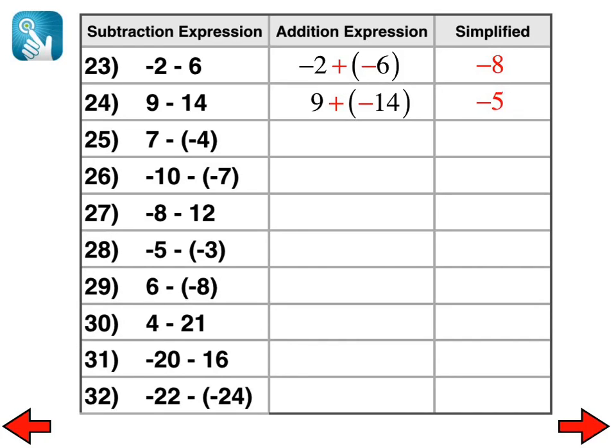Number 25, when we add the opposite, that becomes 7 plus 4. We have 11 positives and 0 negatives. Therefore, we have 11 more positives, so the sum is 11. 26, after we add the opposite, it becomes negative 10 plus 7. We have 10 negatives and 7 positives. It should be clear to you that we have 3 more negatives than positives.